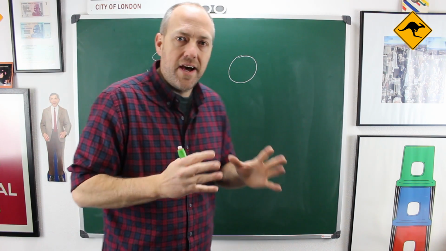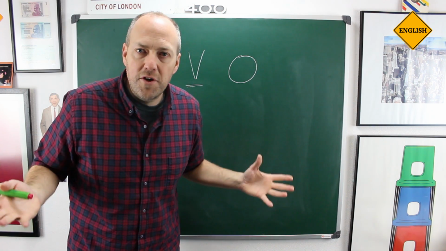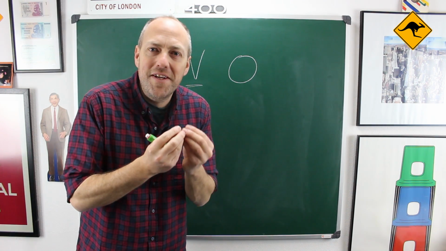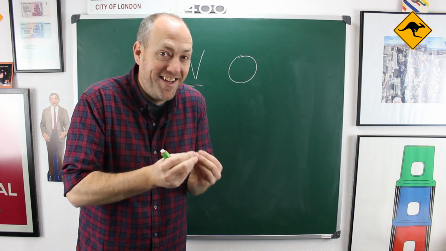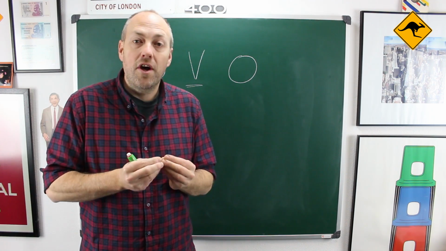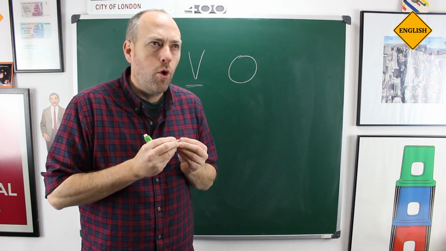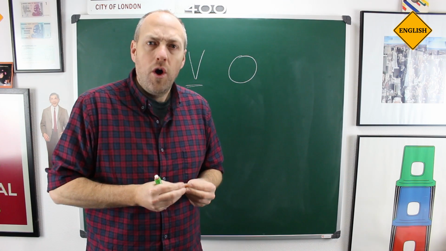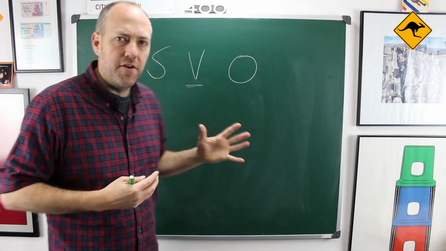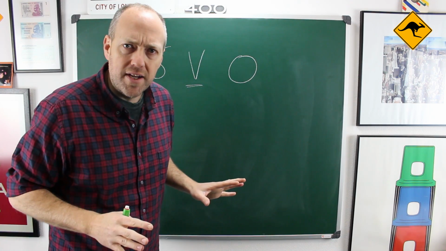So we're going to start with the verb, okay? Because without the verb, there is nothing. The verb is the most important thing in a clause, okay? A verb is a word that describes an action or an occurrence or a state of being, okay? This is a verb. And then we have the subject and the object.